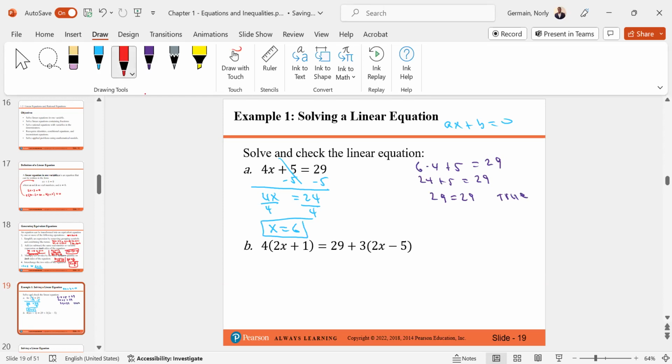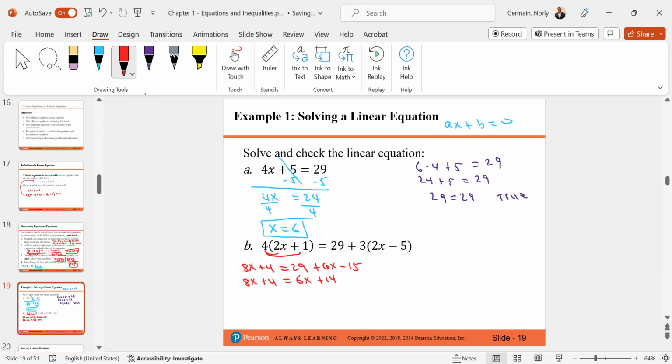But looking at B, first of all, we need to use the distributive property, distribute that 4, okay? So we know it's going to give us 8x plus 4. If you remember our distributive property, 29 has nothing to combine yet, plus 3 times 2 is 6x minus 15. We can simplify on the right side because we have 29 minus 15. That's something you can verify. I believe that should give you a beautiful positive 14.